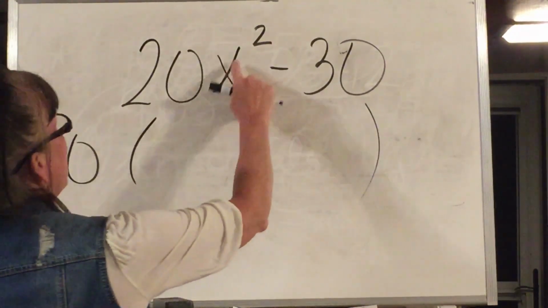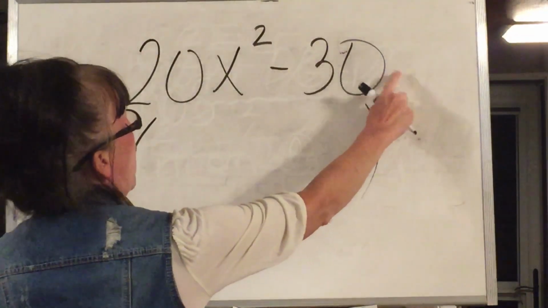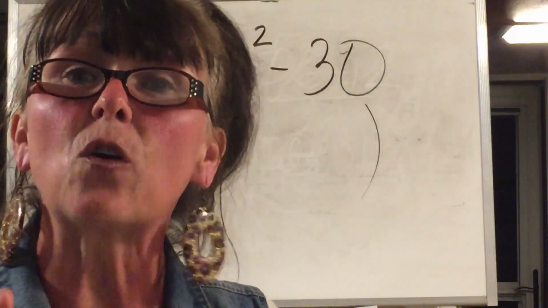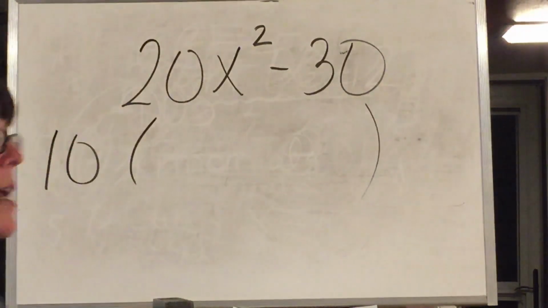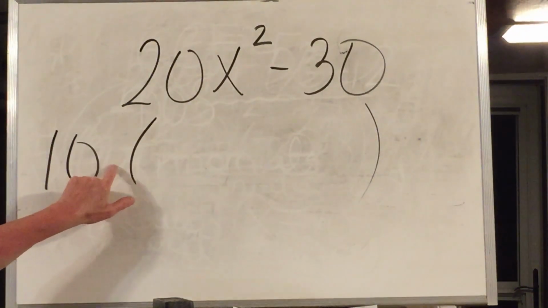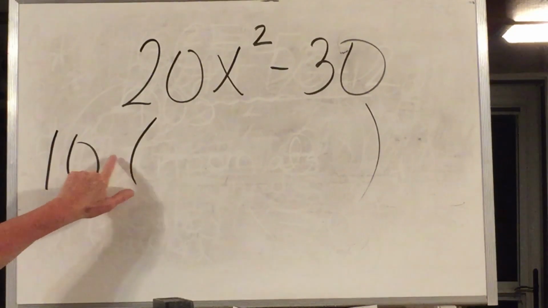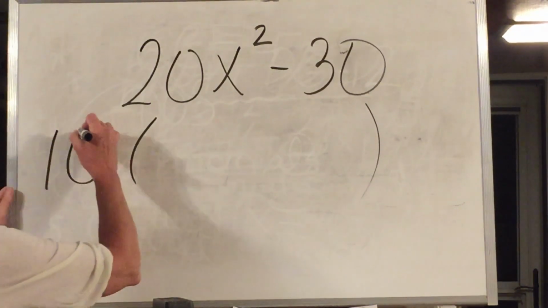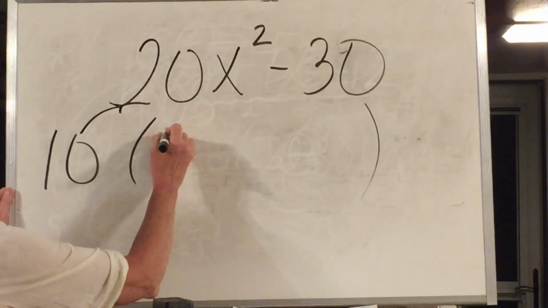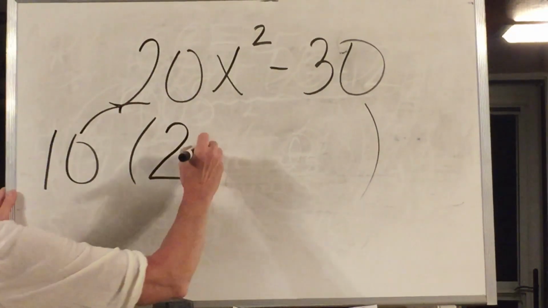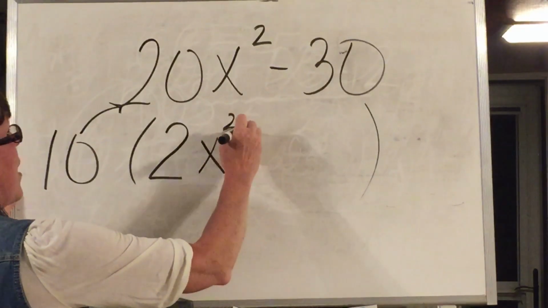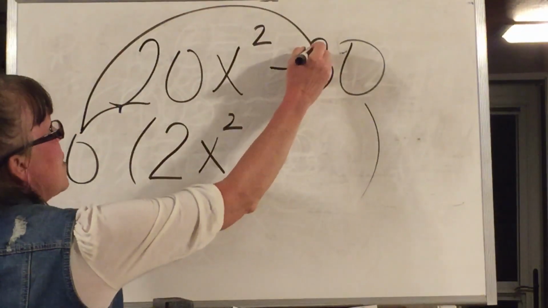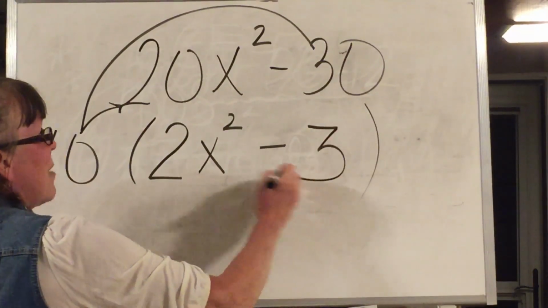Do you write down x's second power or no x's? No x's win. What does that mean? That means you don't write down any x's. Well, what do you do with the 10? You divide. So you go 10 will go into 20, 2 times, bring down your x squared, minus 10 will go into 30, 3 times.